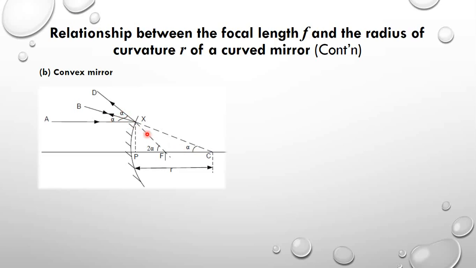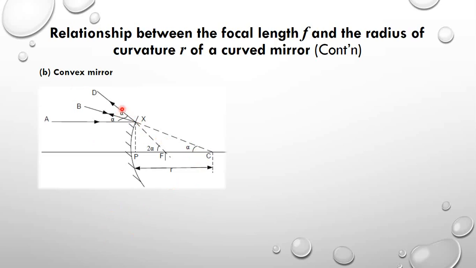And also, if this is alpha and this is alpha, we know that alpha plus alpha gives you 2 alpha. That's why this is 2 alpha, because they are corresponding. And also, if this is alpha, even this is alpha, because they are also corresponding. Then you still need to note that if this is alpha, even this is alpha.